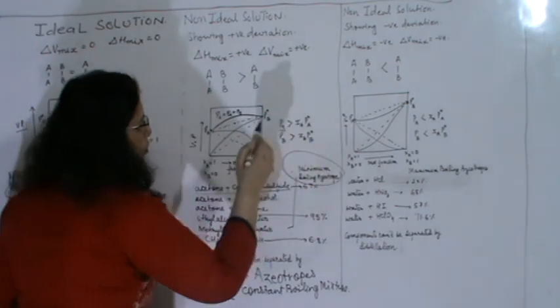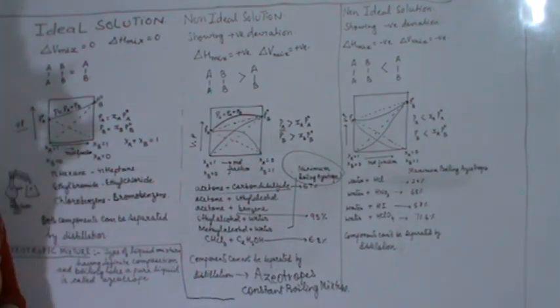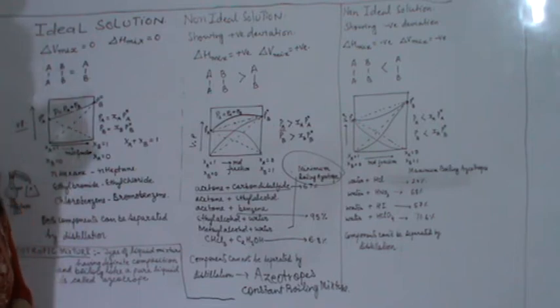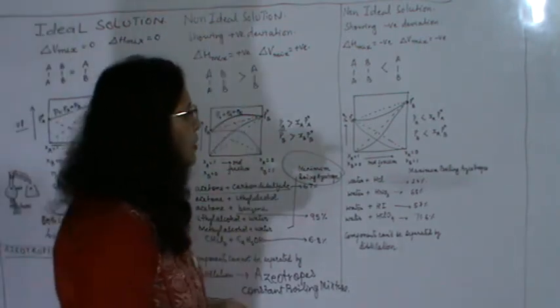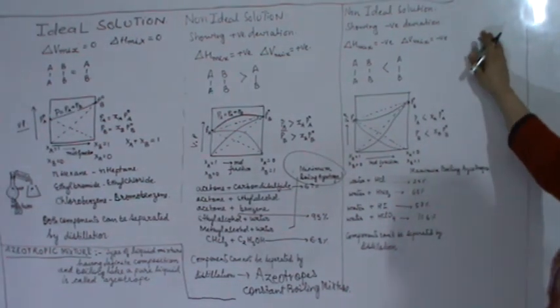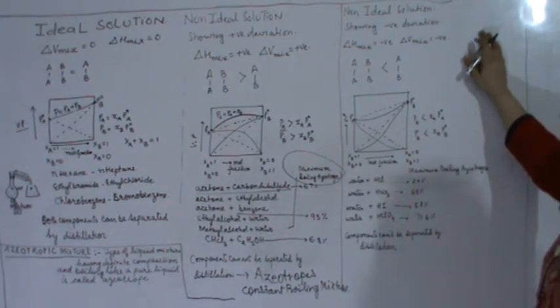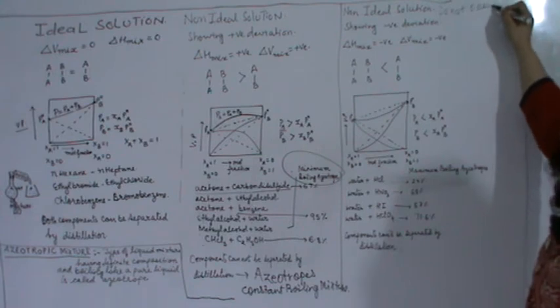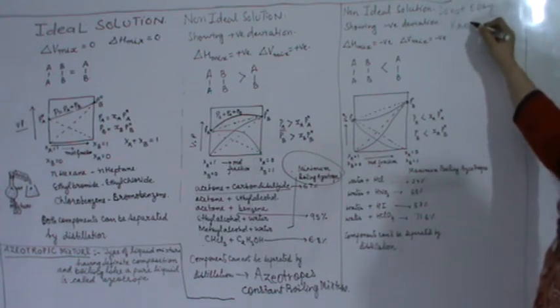Solutions which show positive deviation are called minimum boiling azeotropes. Next we have the non-ideal solutions showing negative deviation. Negative deviation means, first of all, they do not obey Raoult's law.